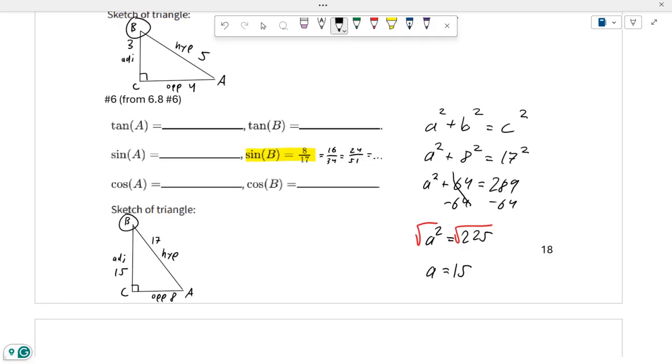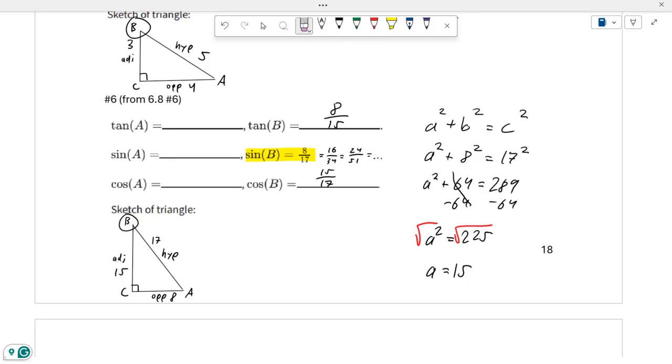We're already talking about angle B, so we might as well finish out the ones dealing with angle B first before we change our labels. The definition for tangent in a right triangle is opposite over adjacent. Opposite in this case is 8, and adjacent is 15. Definition for cosine in a right triangle is adjacent over hypotenuse. My adjacent is 15, and my hypotenuse is 17.